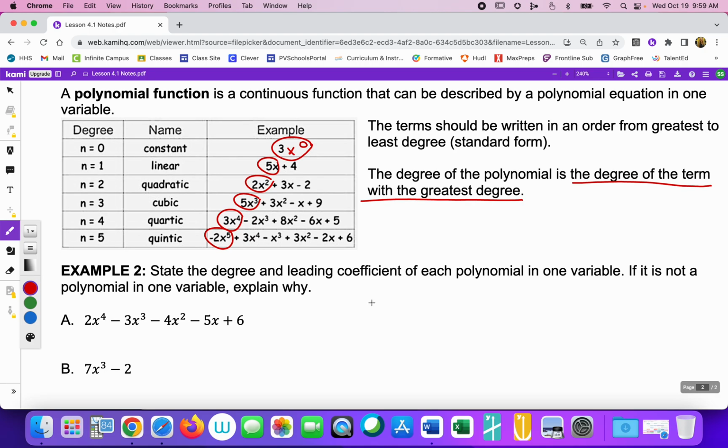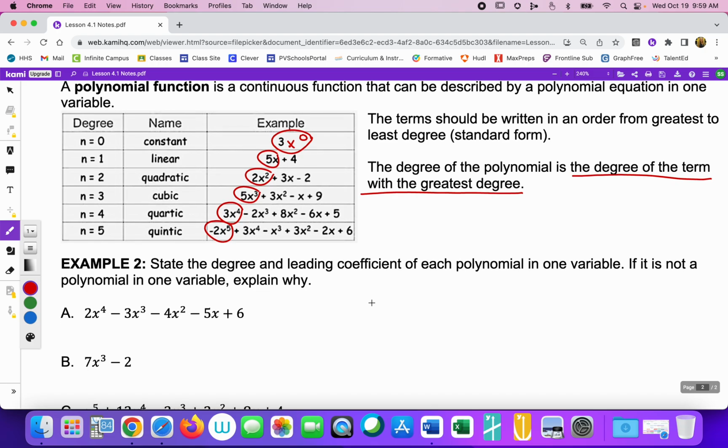in one variable. If it is not a polynomial in one variable, do you have to miss notes right now? I have to go to the bathroom.